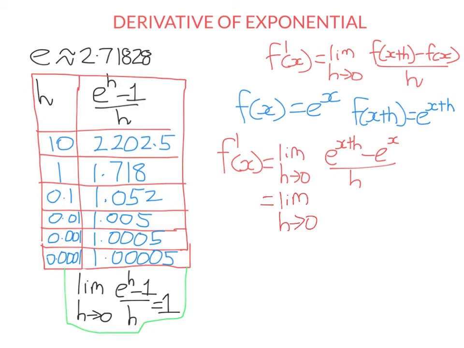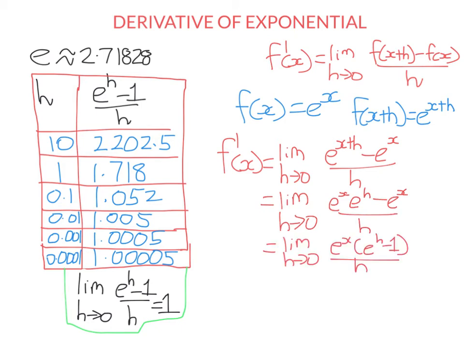So e to the x plus h is the same as e to the x times e to the power of h, because remember, if you multiply bases, you add the indices. So the reason that we write it like this is so we can factorize what's on the top. So I've just taken this expression at the top and taken out a common factor of e to the power of x. All of these lines are exactly the same.